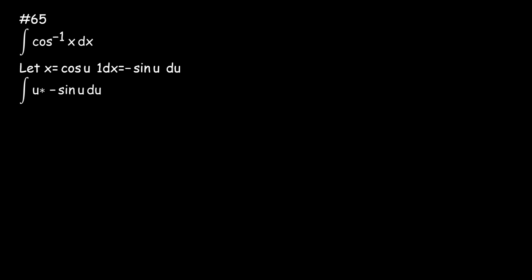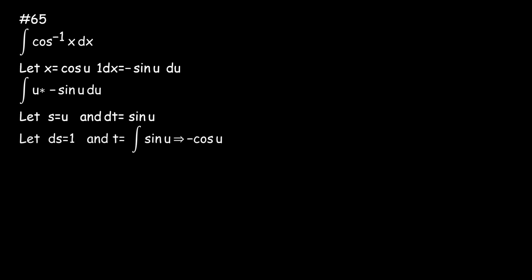So, in this case, we would have u times negative sine u du. What does that give us? It gives us integration by parts, not partial fractions. Okay, so we let s be u and we let dt be sine u. The derivative of s is 1, while the integral of t is negative cos of u. Okay then, replacing this into the formula for integration by parts, we should get u cos u minus the integral of cos u. The integral of cos u is actually easy. It's just sine of u.